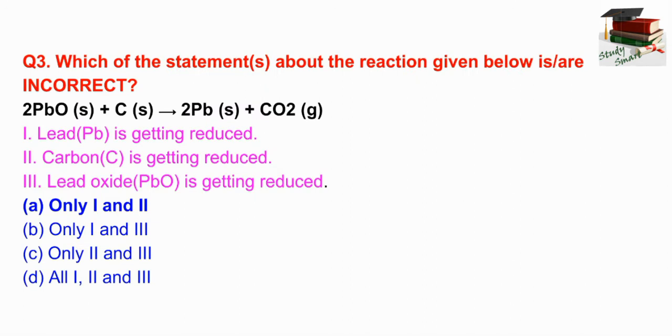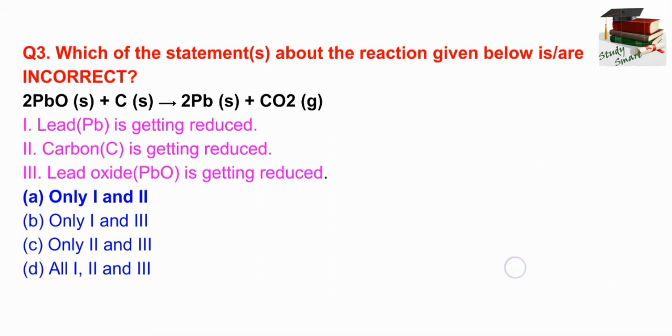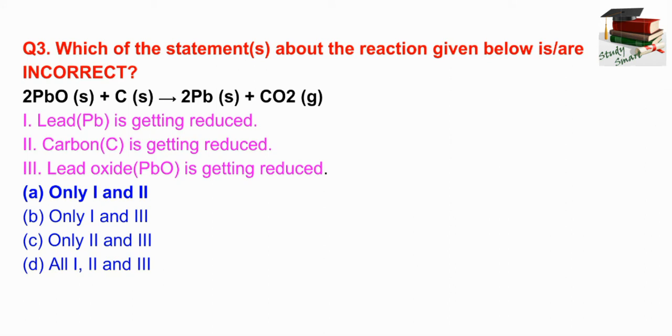Now see next question. Which of the statements about the reaction given below is incorrect? 2PbO plus C gives 2Pb plus CO2. Statement 1, lead, that is Pb, is getting reduced. Statement 2, carbon C is getting reduced. Statement 3, lead oxide, that is PbO, is getting reduced.